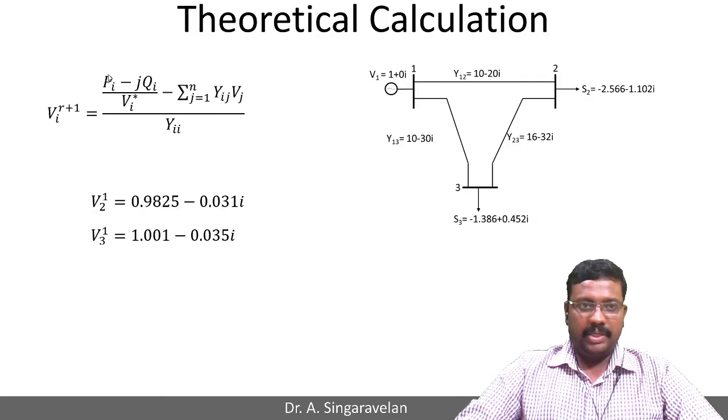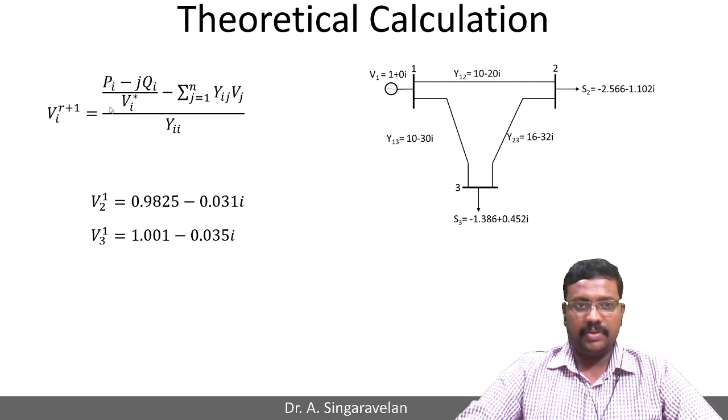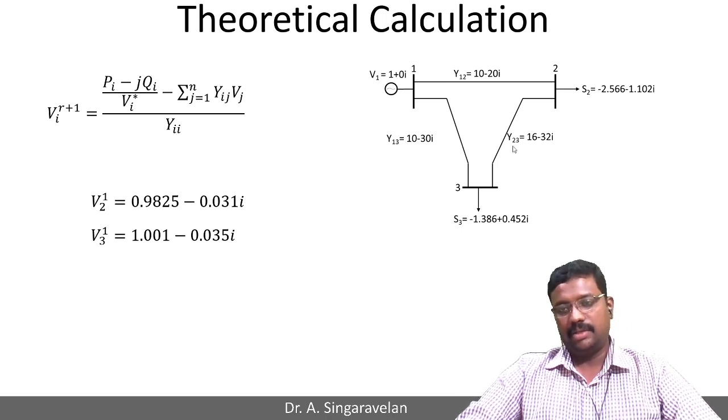So if we apply this, V1 star is nothing but the conjugate of Vi. Initially we give some assumed value here. Usually the assumed value will be 1, so 1 per unit. So initially we need to give 1, and then the summation of Yij Vj. What is i? Here i is 2, and j is the next or nearby bus. All other buses we need to take.